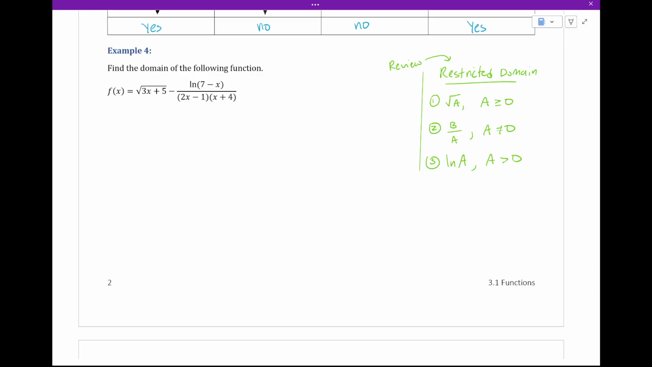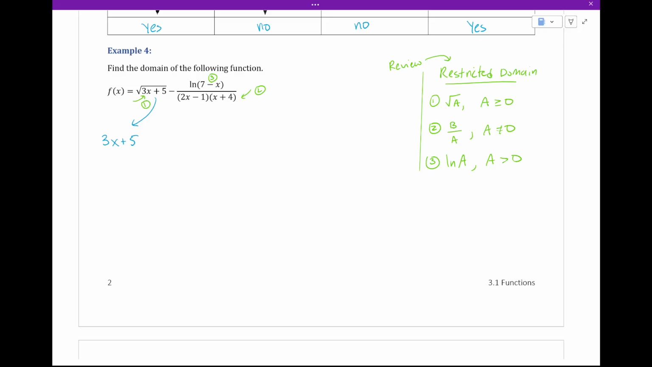And as I look at this function over here, I think I see all of them. I see natural log right here, so that's going to be number 3. I see a denominator, that's going to be number 2. And then I see this thing underneath the square root, that's going to be number 1. So I get to look at all 3 of these restricted domain ideas. Isn't that so exciting? Let's look at this one first, number 1.